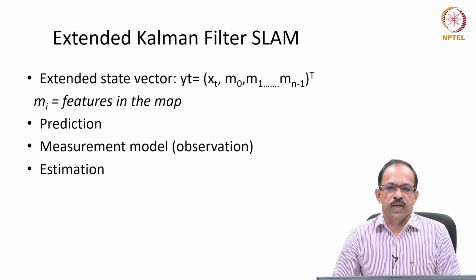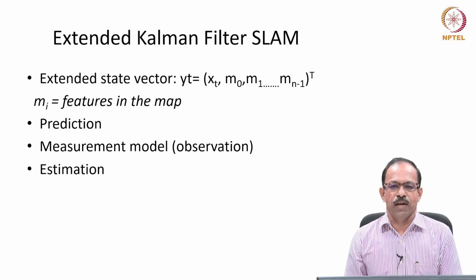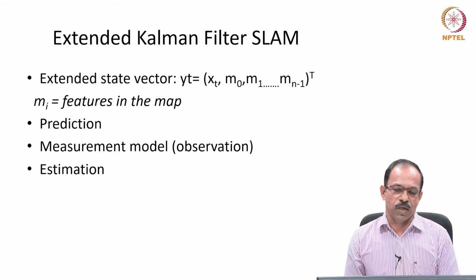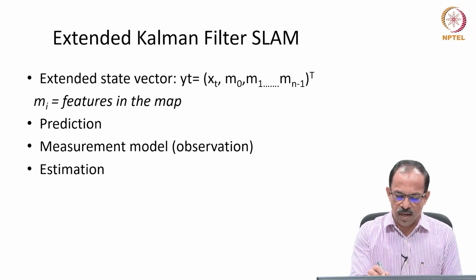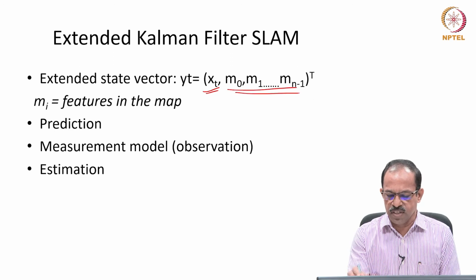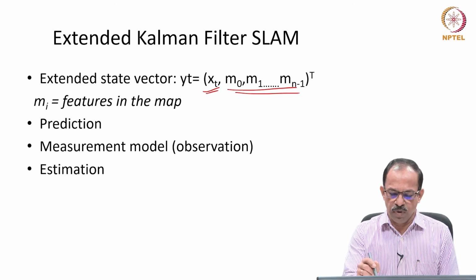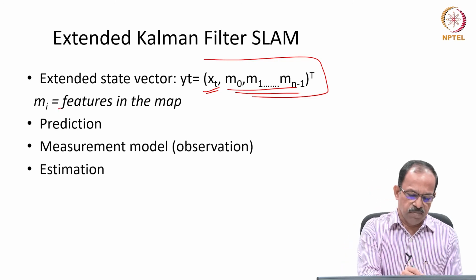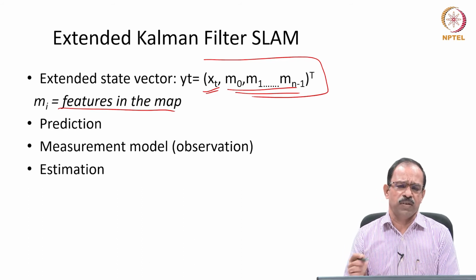Okay, so now we will see how we can use the Kalman filter for SLAM. We call this an extended Kalman filter, because in the Kalman filter we discussed earlier, we were just looking at the position of the robot and its covariance. But in this case we need an extended state vector which holds the positions as well as the features in the environment. We have many features, which can be given as M0, M1, etc. The Mi are the features in the map. We do the same procedure as we did earlier.